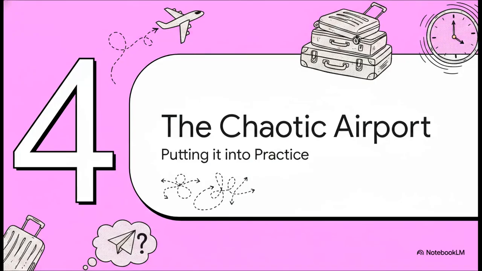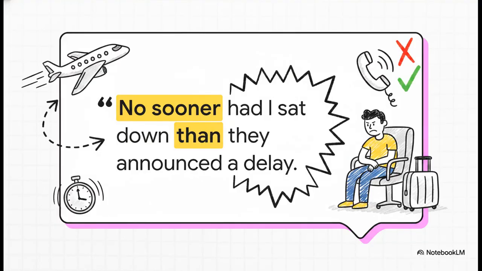All right, Section 4, the chaotic airport, where we put it all into practice. Let's see how all of this builds narrative tension by analyzing a quick paragraph about a very chaotic travel day. Notice how by the time sets the disappointing past sequence right away. The plane was already gone before they arrived. Then a standard sequence, as soon as I called. But then the author shifts gears. No sooner had I sat down than they announced the delay. Boom. The inversion accelerates the pace of the chaos immediately. You can literally feel the frustration building.